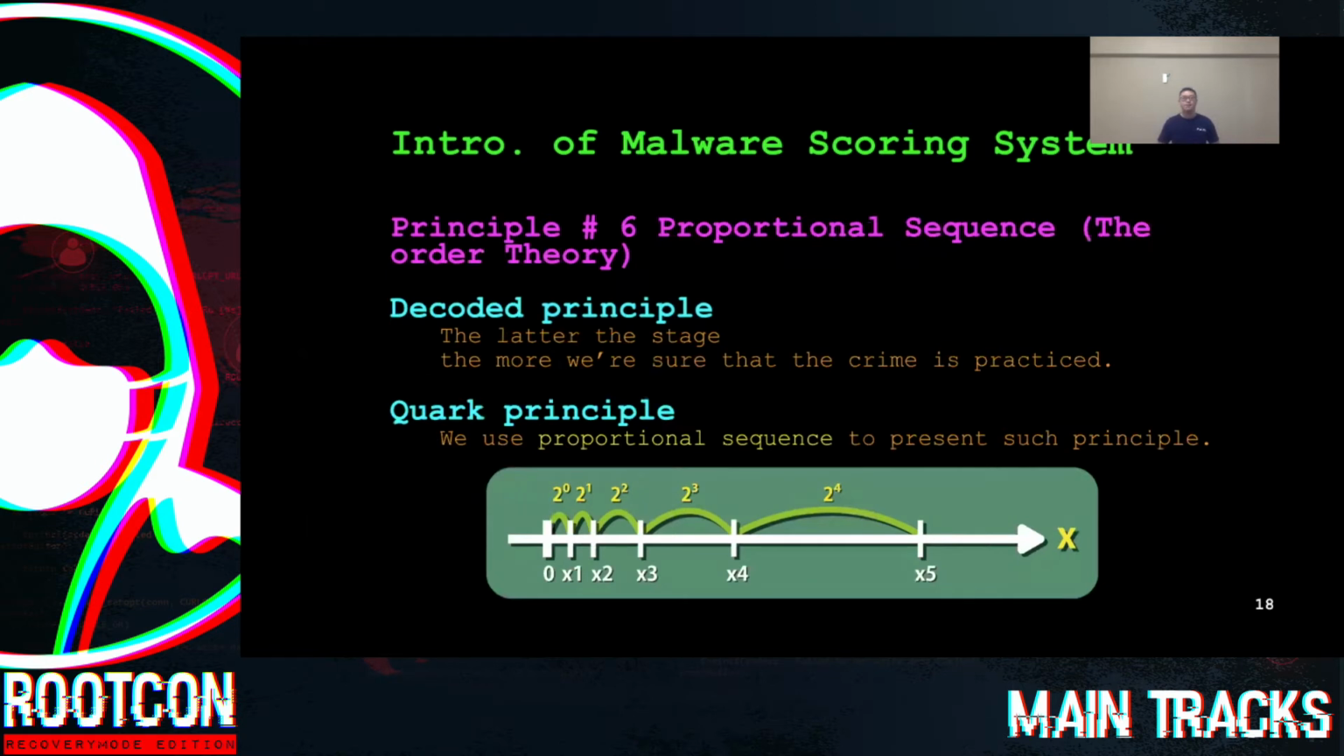Okay, principle number 6, proportional sequence. As we decode it from the criminal law, the later the stage, the more we're sure that a crime is practiced. So we consider a proportional sequence, for example, 2 to the power of n, to present such a principle in our scoring system.